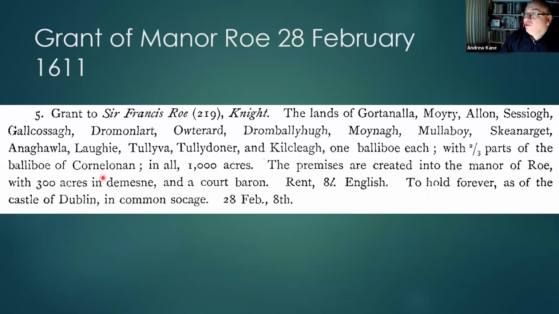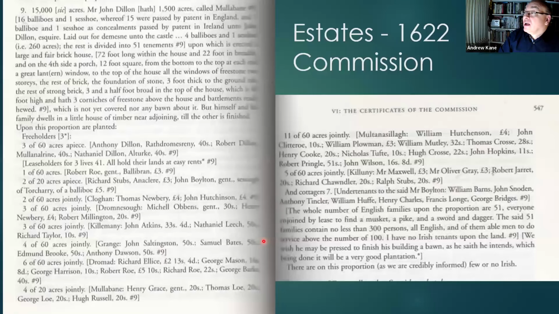Here's an example of a plantation grant taken from Hill's. And there's the reference, which you would have seen, and the reference to that barony, to this particular grant. And it lists there the lands which are included. And it says created into the manor of Roe, and so on and so on, and how much it costs, and he has to pay £8 a year.